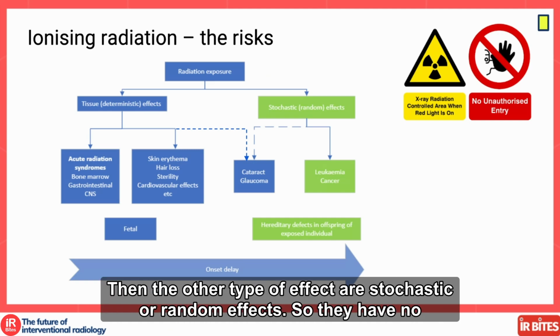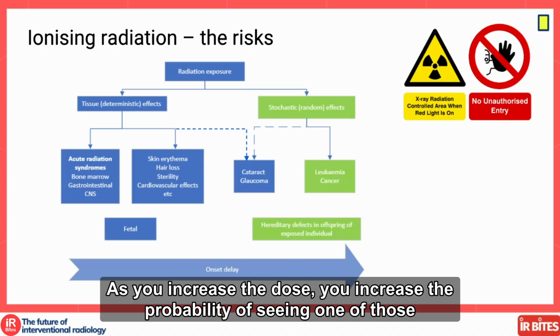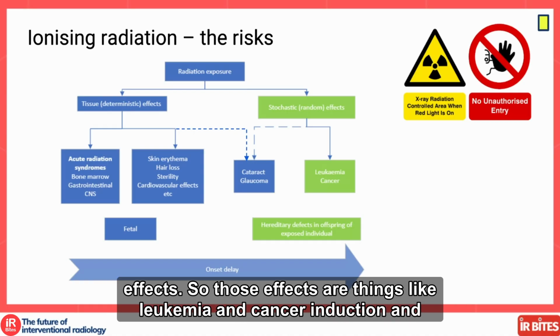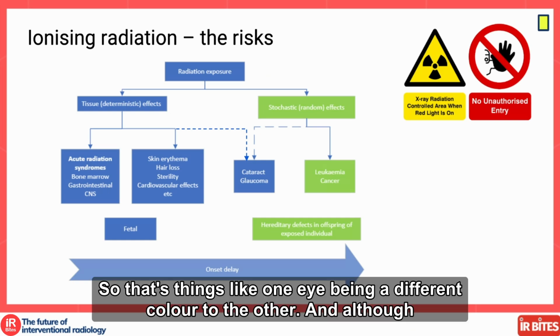Then the other type of effect are stochastic or random effects. They have no threshold dose. We believe that there's no safe dose of ionising radiation. As you increase the dose, you increase the probability of seeing one of those effects. Those effects are things like leukemia and cancer induction, and induction of hereditary defects in the offspring of the exposed individual. So that's things like one eye being a different colour to the other.